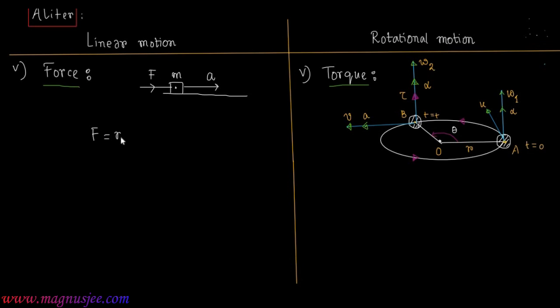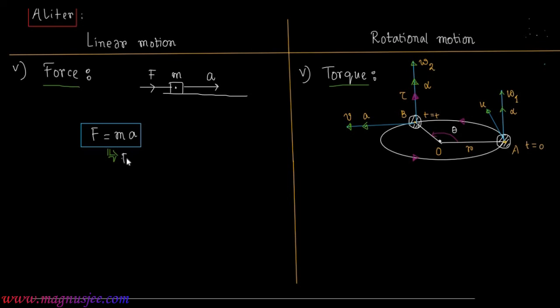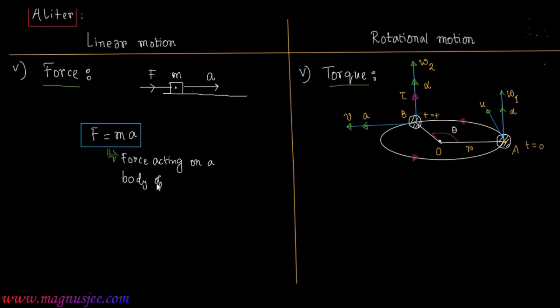We can describe an alternative process to find the dimension of torque. Now force is equal to mass into acceleration. Force is equal to the product of mass and acceleration. F is equal to ma, which is the force acting on a body of mass m moving with the tangential or linear acceleration a.